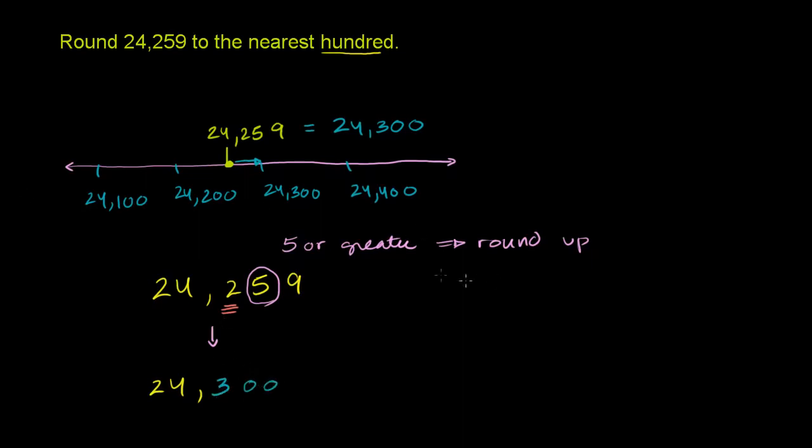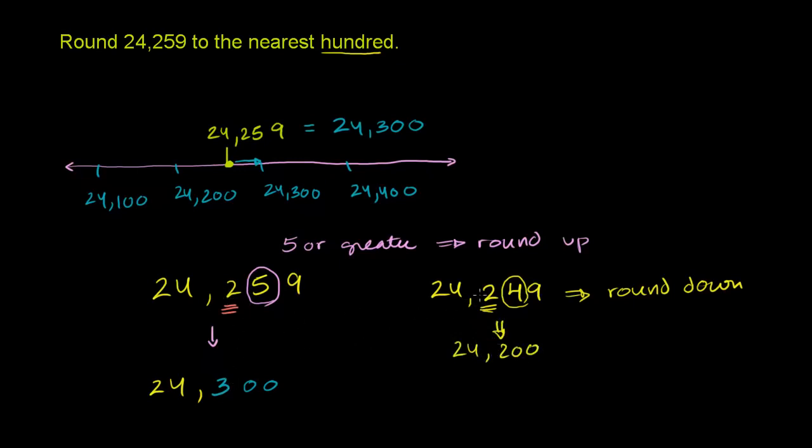And just as a counterexample, if I had 24,249 and I wanted to round to the nearest hundred, I would look at the tens place, the place one level to the right. It is not 5 or greater, so I will round down. And when you round down, be careful. It doesn't mean you decrease this 2. It literally means you just keep the 2 and get rid of everything after it. So it becomes 24,200. That's the process where you round down. If you round up, it becomes 24,300.